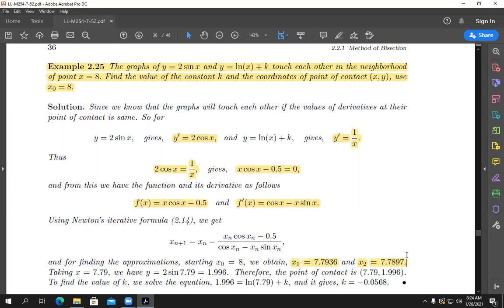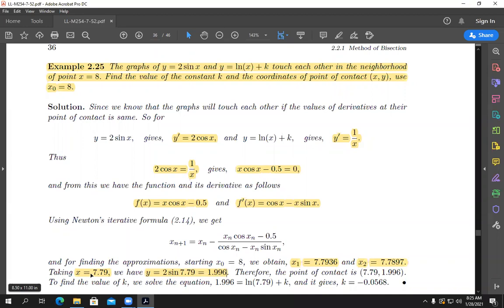When you have the second approximation, then what is your x? Your x is 7.79. Let's take 2 decimal places, right? 7.79. This is your x. Now, when you have x, you can easily find y. You cannot find k first, so first you need to find y. How can you find y? Put 7.79 in place of x, and this will give you the value of y.